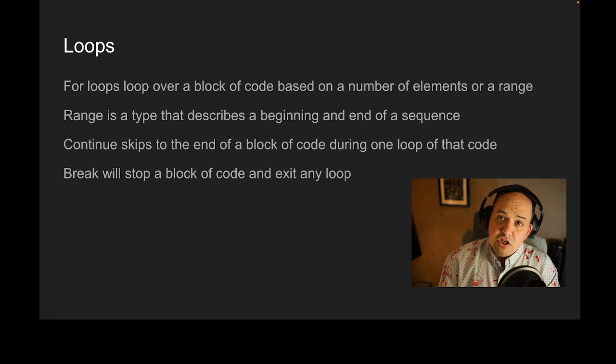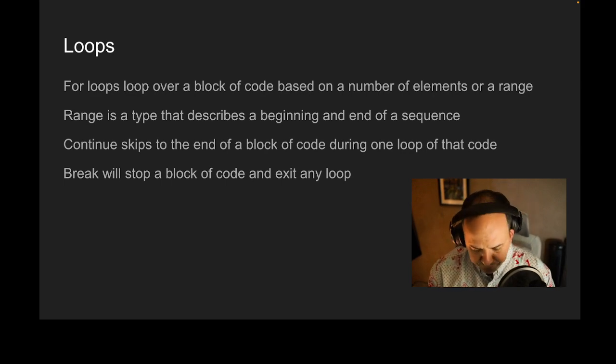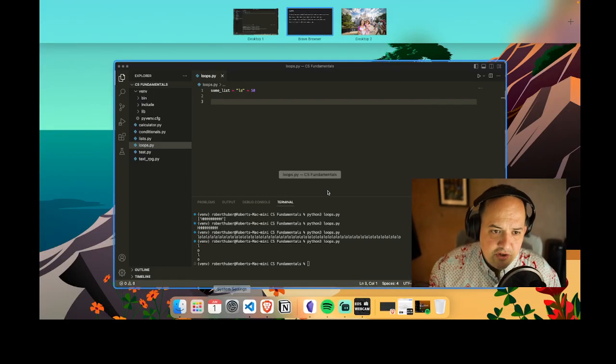A continue statement in Python will skip to the end of a block in a loop and then continue on with the loop the next time through. And I'll show you that, so don't worry too much about it if you don't completely understand what I'm saying. And a break will break us out of the loop altogether and continue on with code after the loop. So let's try a couple of those elements.